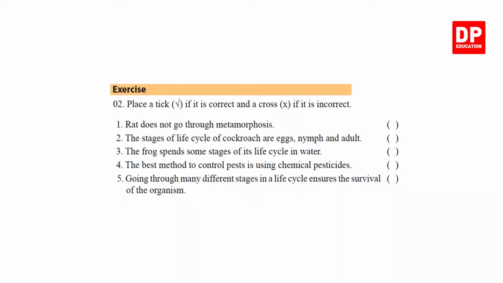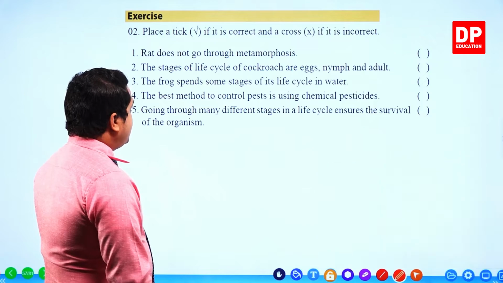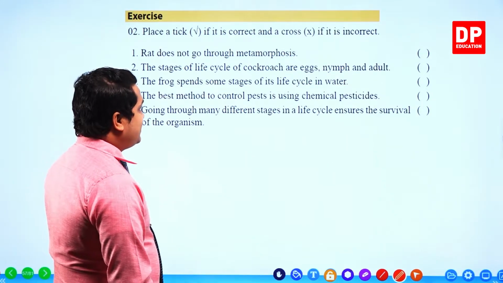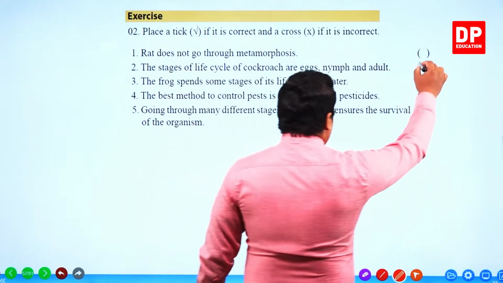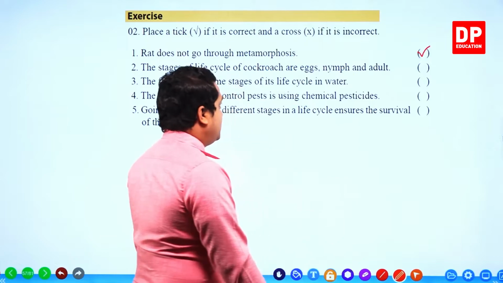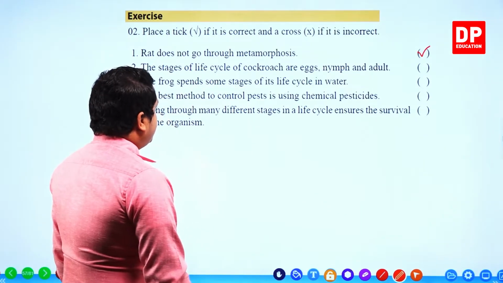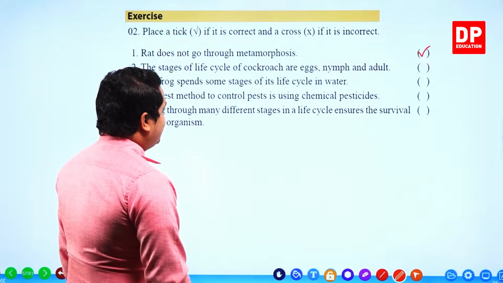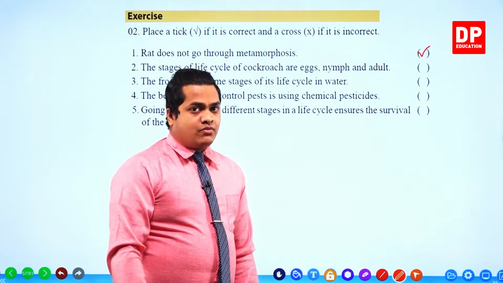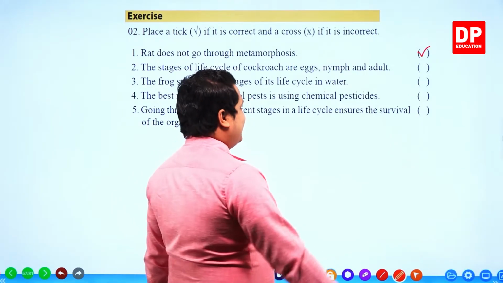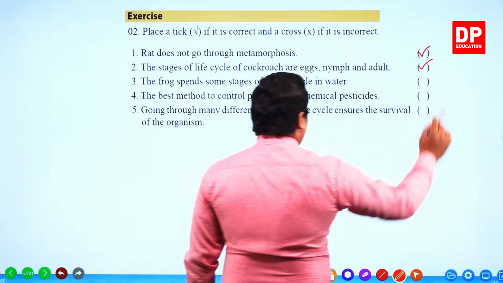Then the second question: place a tick if it is correct and place a cross if it is incorrect. I'll use the red color pen to answer this one. Rat does not go through metamorphosis. Rat is an organism not showing metamorphosis. It's very true. Next one, the stages of the life cycle of cockroach are eggs, nymph and the adult. Yes, cockroach shows incomplete metamorphosis, so three stages can be seen: eggs, nymph and the adult.